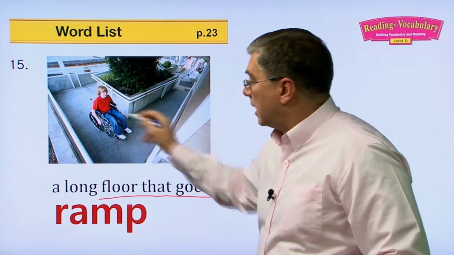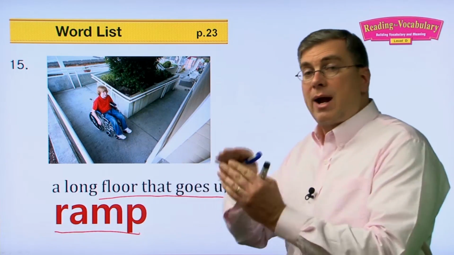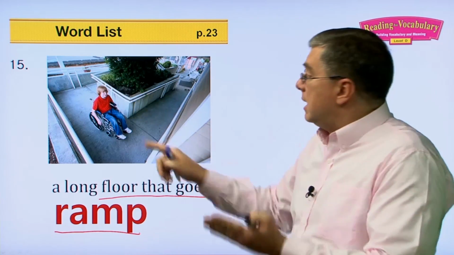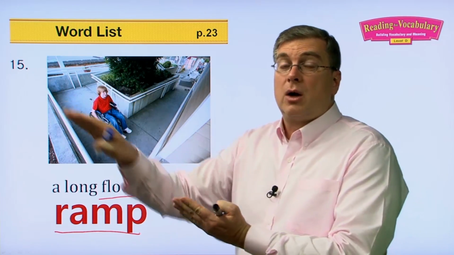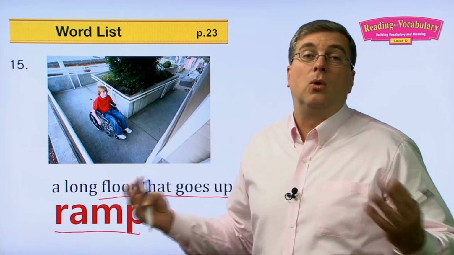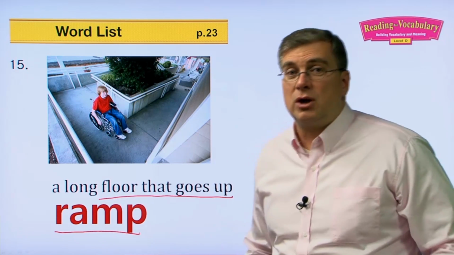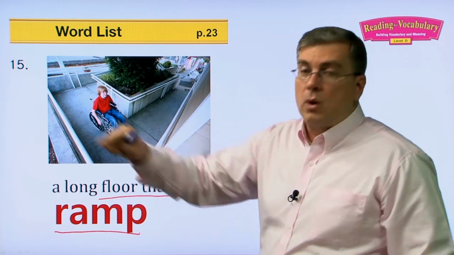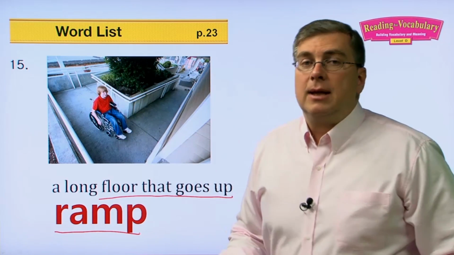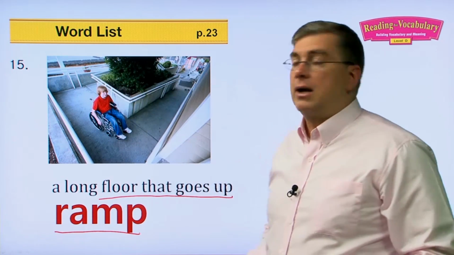We call these areas ramps. They're a ramp. It's a nice, gentle slope that you can go up in a wheelchair, or for other people, maybe older people or people who are injured and have a hard time, they can go up the ramp more easily than other people who just climb up the stairs.